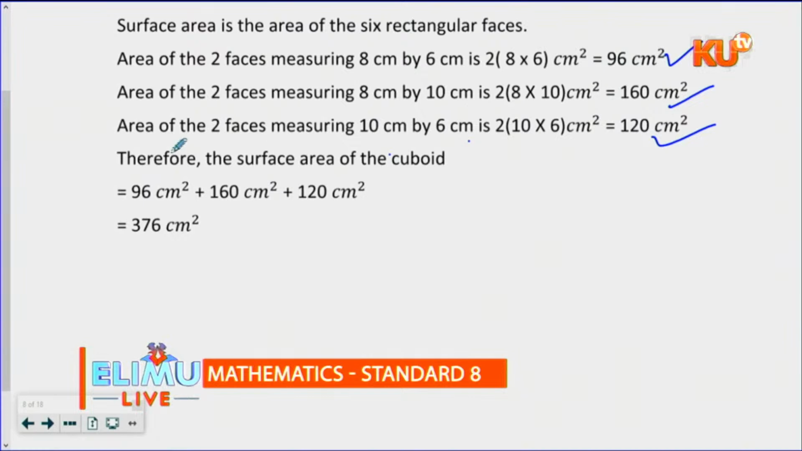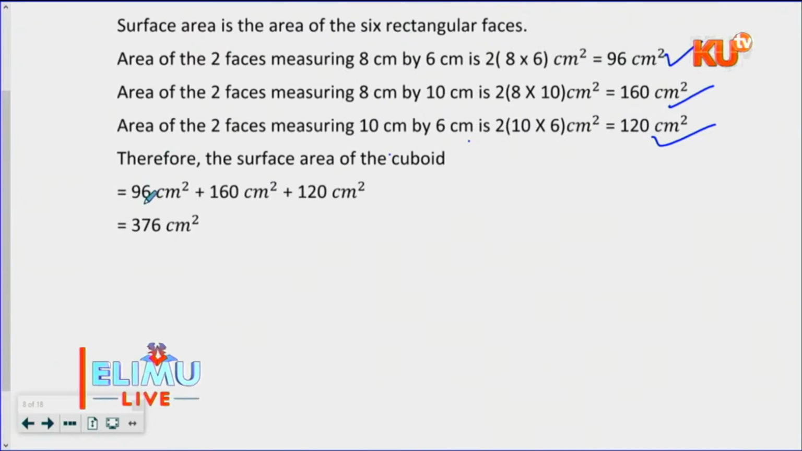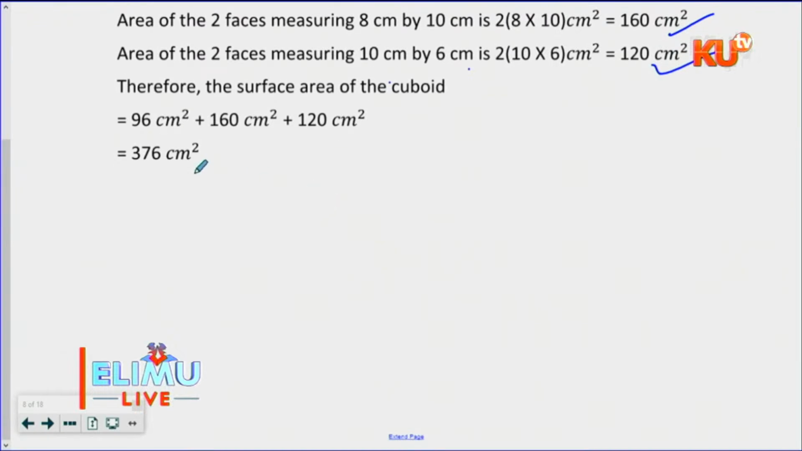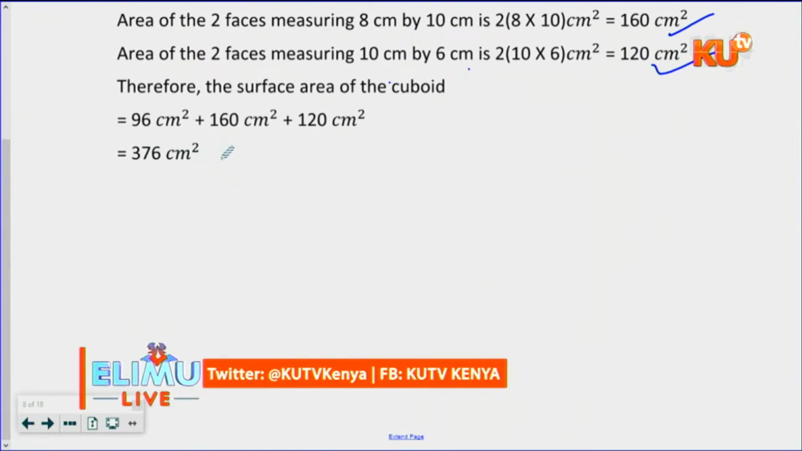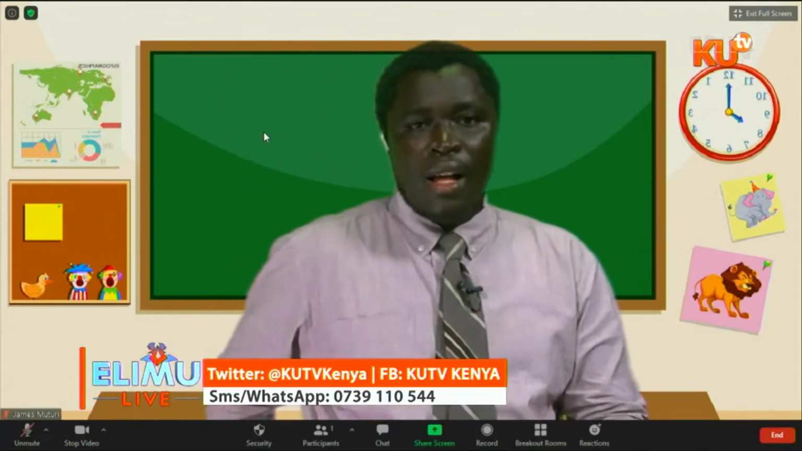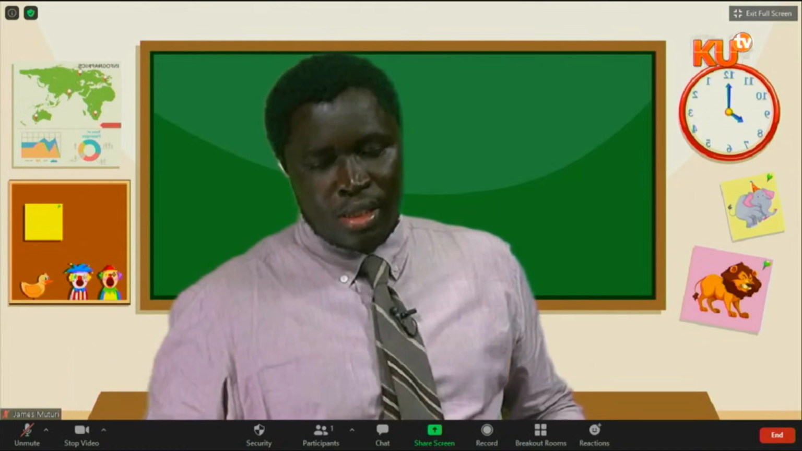We'll add all the area of the 6 faces. The first 2 faces gave us 96. The second 2 faces gave us 160. The third 2 faces gave us 120. So when we put the 6 faces together, we'll arrive at 376 as our surface area. That's about a closed cuboid.